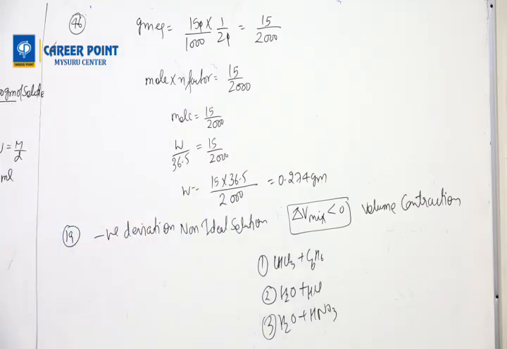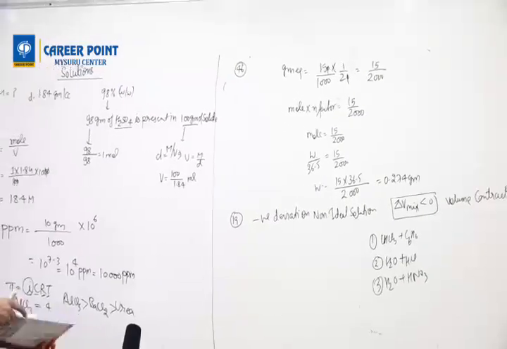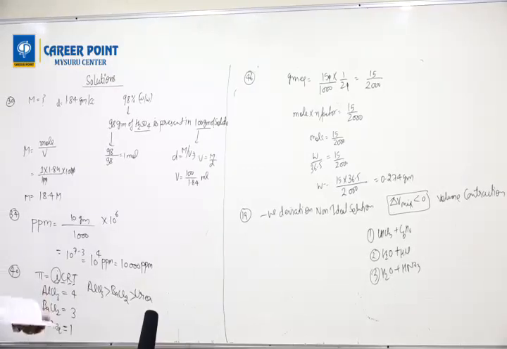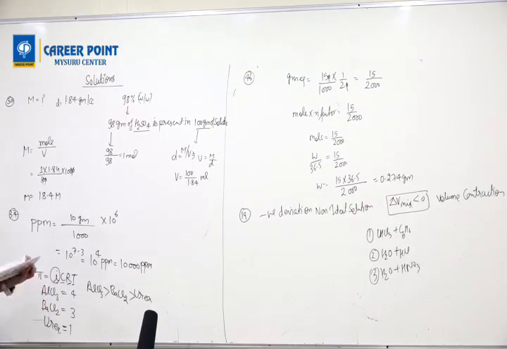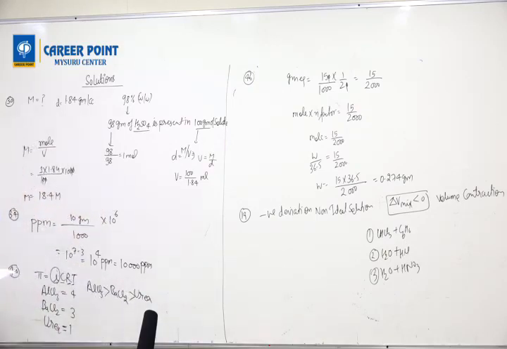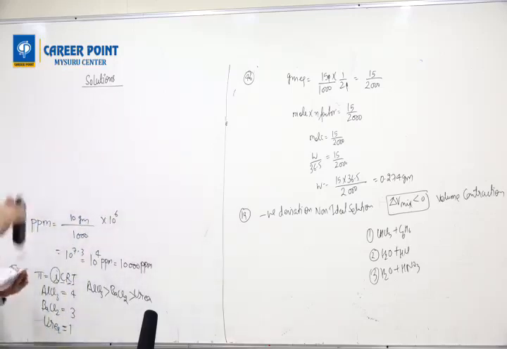Question number 30 I have already taught. 34 is here. Question number 40. I have done 40, I think so. 40 is here. Question number 4. The maximum amount of BaSO4 precipitated on mixing. On mixing, where should I start? Which question you are saying? Question number 4.